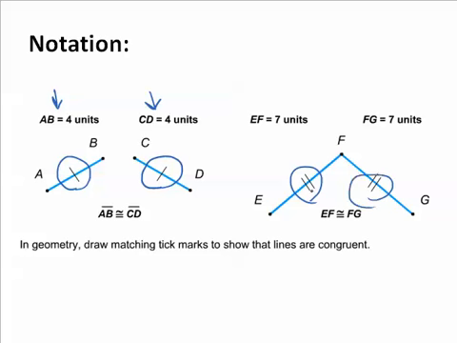That's to show that EF is congruent to FG. I use the congruent sign because I'm not using a number in here. I'm using actual line segments. So we use the tick marks to show congruence.